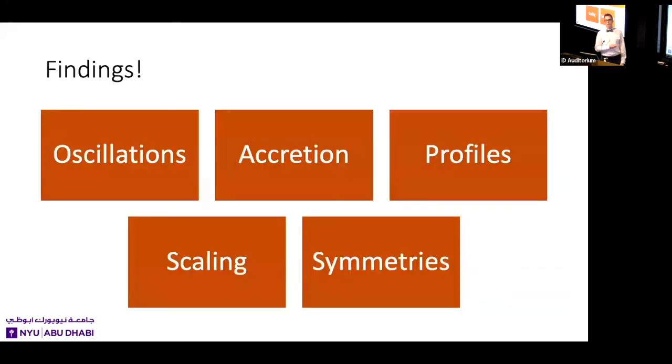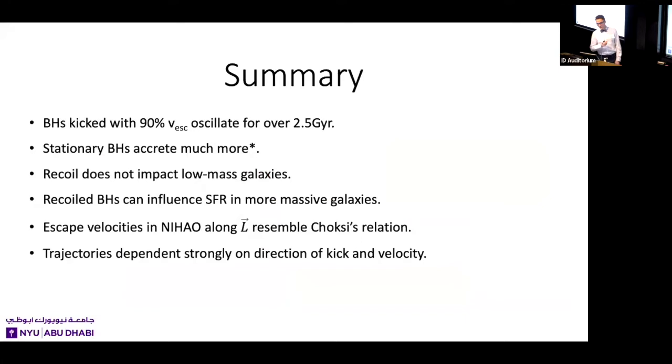Right? That would be it. And to summarize, if we kicked it with 90% of escape velocity, the black holes would oscillate for over 2.5 gigayears. And stationary black holes accrete much more if we think about Bondi-Hoyle accretion. Recoil does not impact low mass galaxies as much. It hinders growth of black holes, but they're able to pick it up later on. And of course, low mass galaxies, low AGN feedback, so not much change.